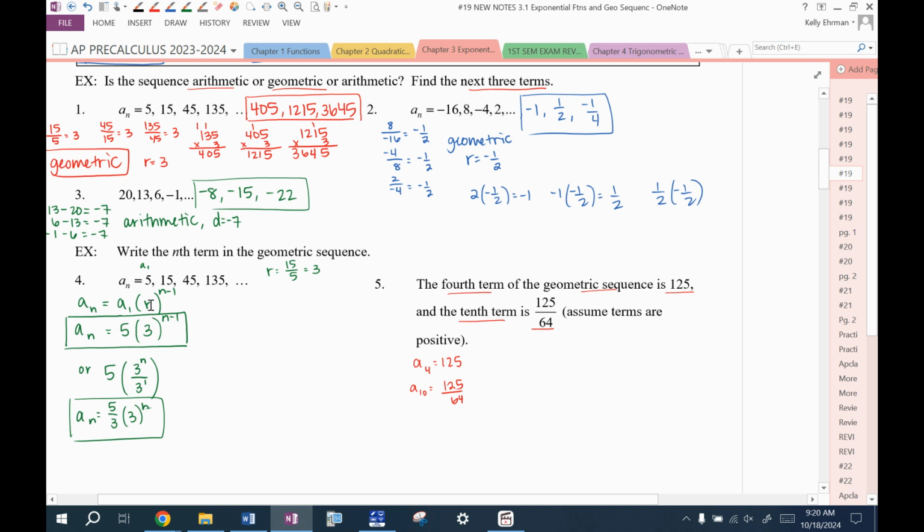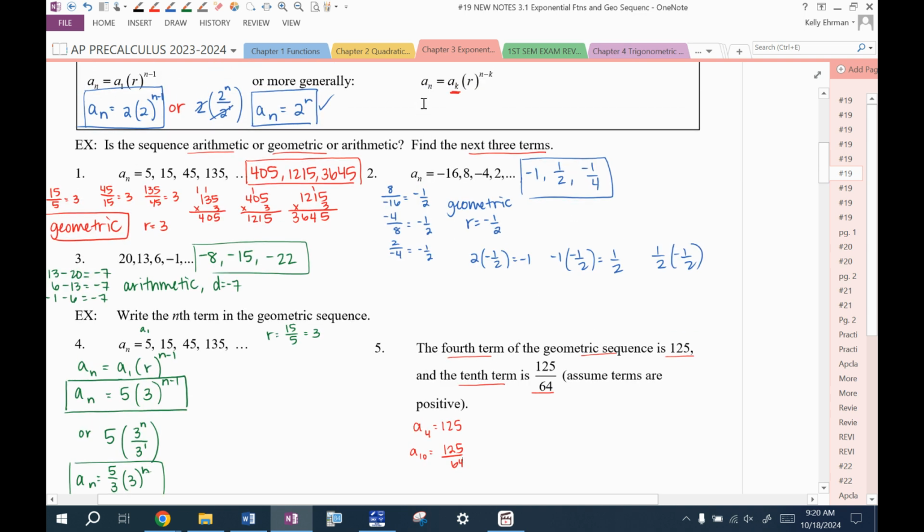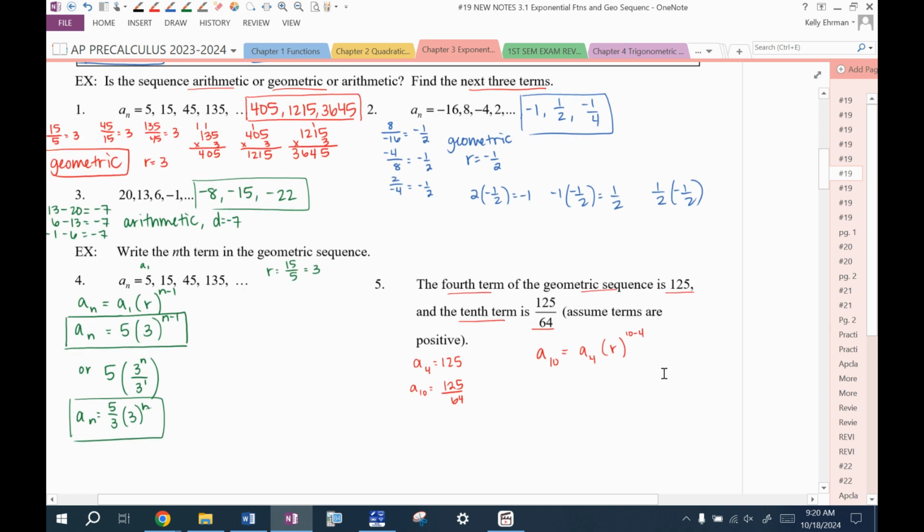To write the nth term, you need to know what r is equal to, and I don't know the first term. I can't just divide these because they're not consecutive terms. But remember, we have this general formula that says the 10th term could be the fourth term times r to the 10 minus 4. So let's start there. The 10th term is equal to the fourth term times r to the 10 minus 4. Let's sub in the numbers that we know.